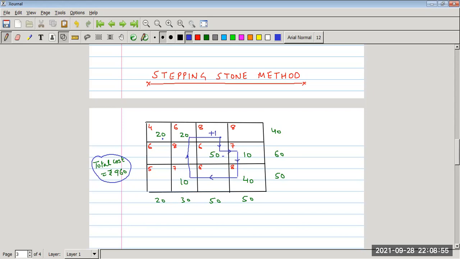So this is a loop. It means the allocations are not independent. If at any point any of the allocations form a loop, then it means the allocations are not independent. So what do we have to do? We have to break the loop. We have to make the allocations independent.